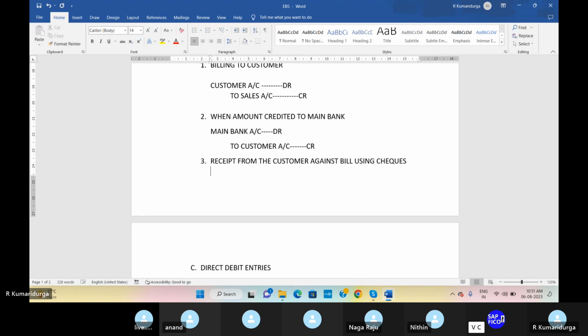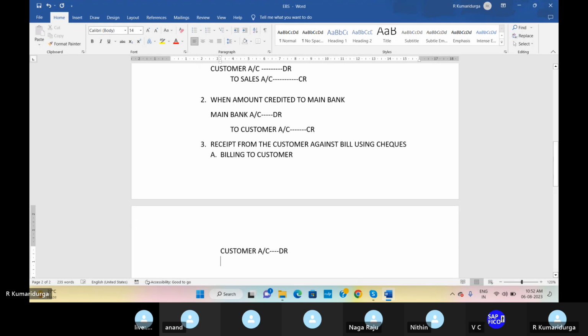Yes, billing to customer, just put it as one point, ma'am. That is billing to customer. Same thing: customer account debtor to the sales account creditor. Then the next step, direct deposit. Customer account debtor to the sales account creditor. And the next one is direct deposit.